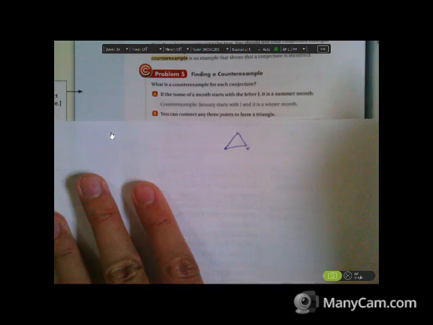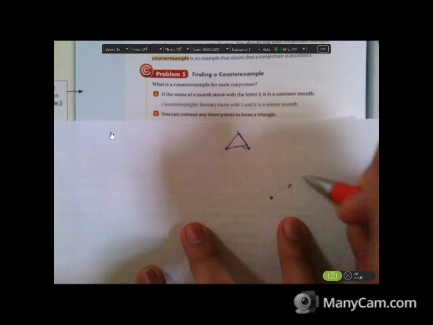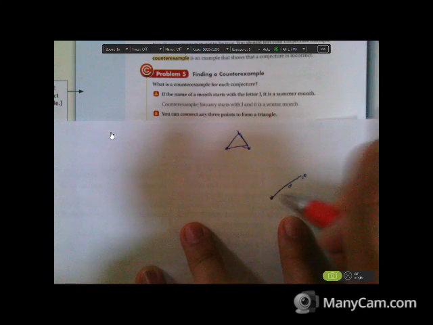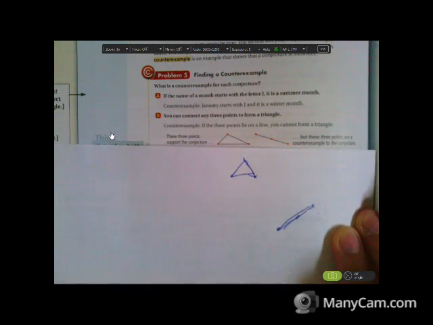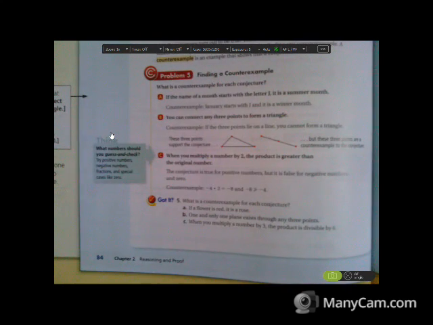Alright. Letter B. You can connect any 3 points to form a triangle. So, this is definitely a triangle when we connect them. But what if we form one from points in a line? They definitely are connected, but it is not a triangle. So you can definitely form a line. Alright, so why don't you try the got it? And we will do some problems tomorrow.